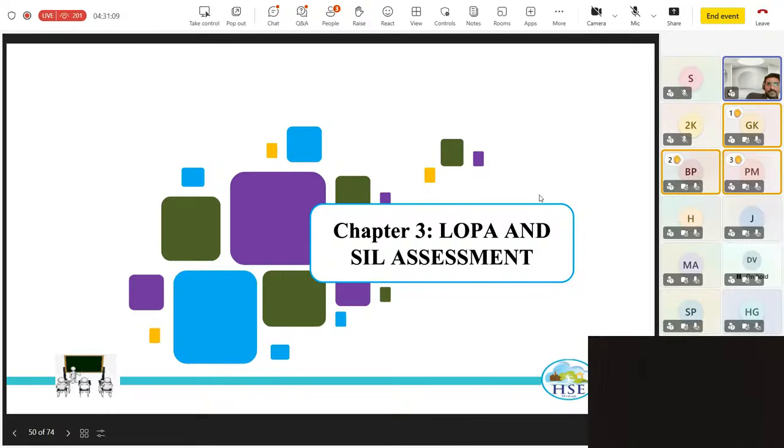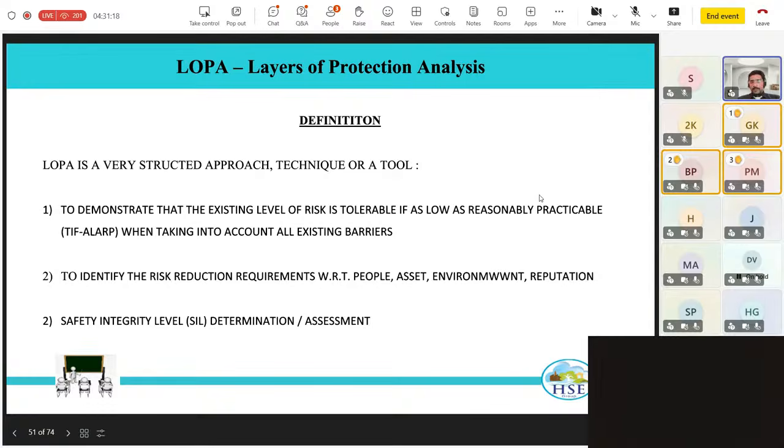Okay, moving on. Next is LOPA and SIL assessment. Now I would request you all to be really attentive, because this is the main crux of our study. I think HAZOP is very generic. People would have gone through HAZOP sessions and earlier trainings, but LOPA would be a very skillful approach. So let's look at the definition. LOPA is a very structured approach, technique or tool. Basically, it is referred to as a quantitative tool to demonstrate that the existing level of risk is tolerable, if as low as reasonably practicable.